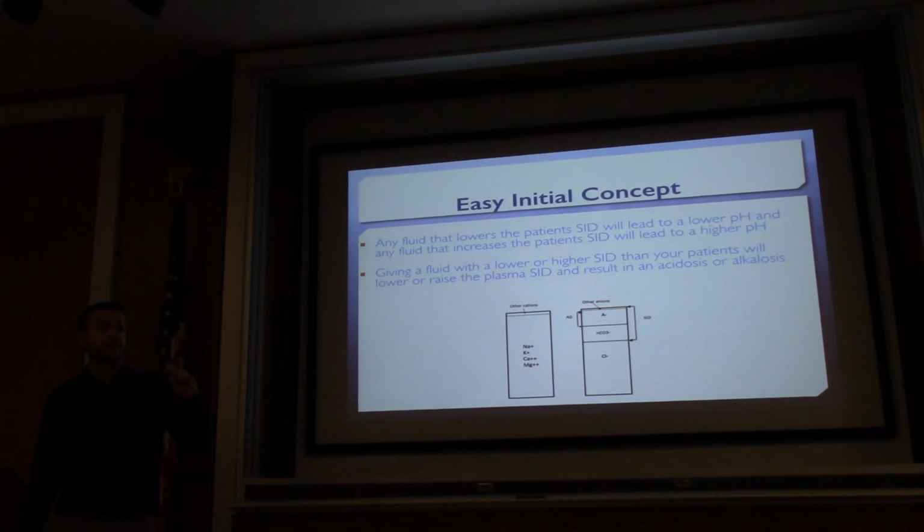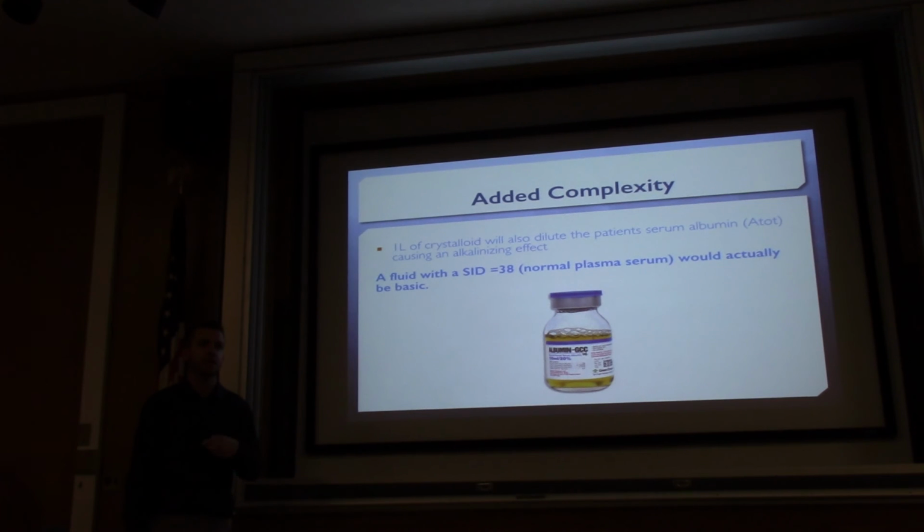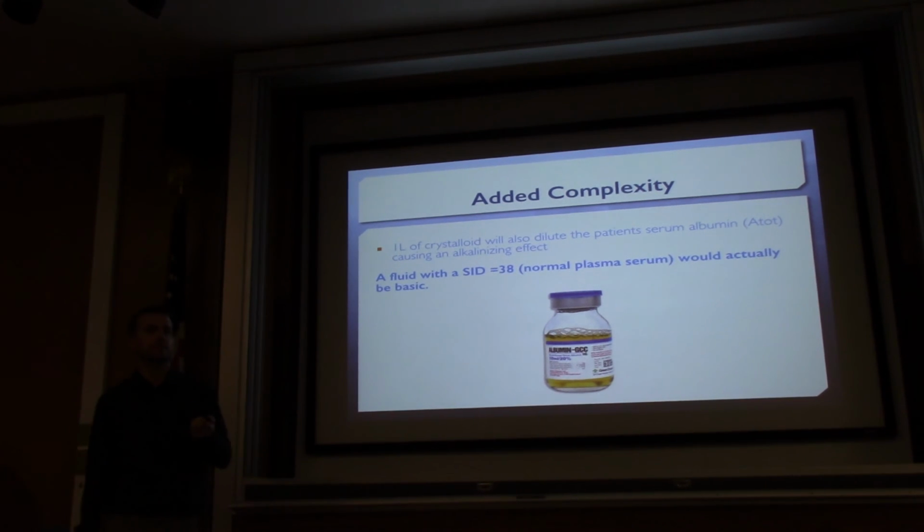Now, this is fine for you guys to remember and to do it this way. A little wrinkle in this is that as you add fluid, you're diluting out the A-tot, which is mainly the albumin, and you actually make them a little bit alkalotic because you're diluting out their weak acids. So if you give somebody an isotonic fluid that exactly matches the patient's SID, it's actually not going to equal out because you're diluting out their albumin a little bit.